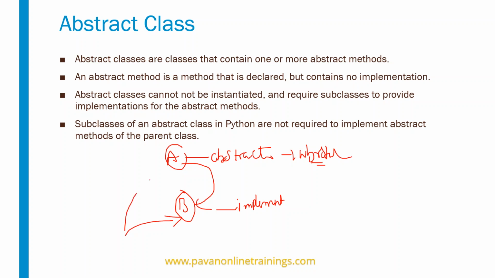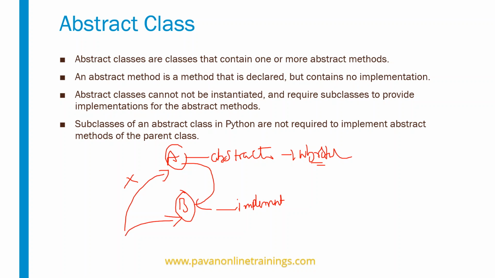That means we cannot directly create an object for the abstract class. If you want to, we have to create an object for the subclass which is extended from the abstract class. So what we understood here is, an abstract class is a class which contains abstract methods. An abstract method is a method which contains only the definition but not the implementation.